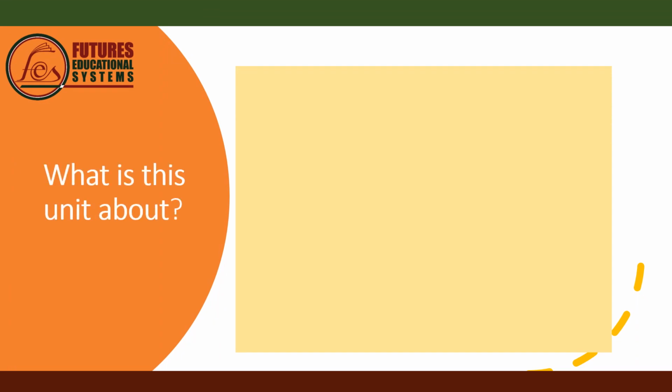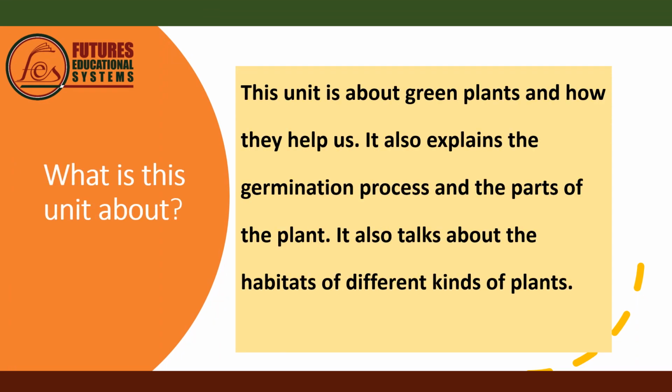So, what is this unit about? This unit is about green plants and how they help us. It also explains the germination process and the parts of the plant. It also talks about the habitats of different kinds of plants. We can all see green plants around us all over the place. Germination is how the plants grow, and habitats are where plants live.